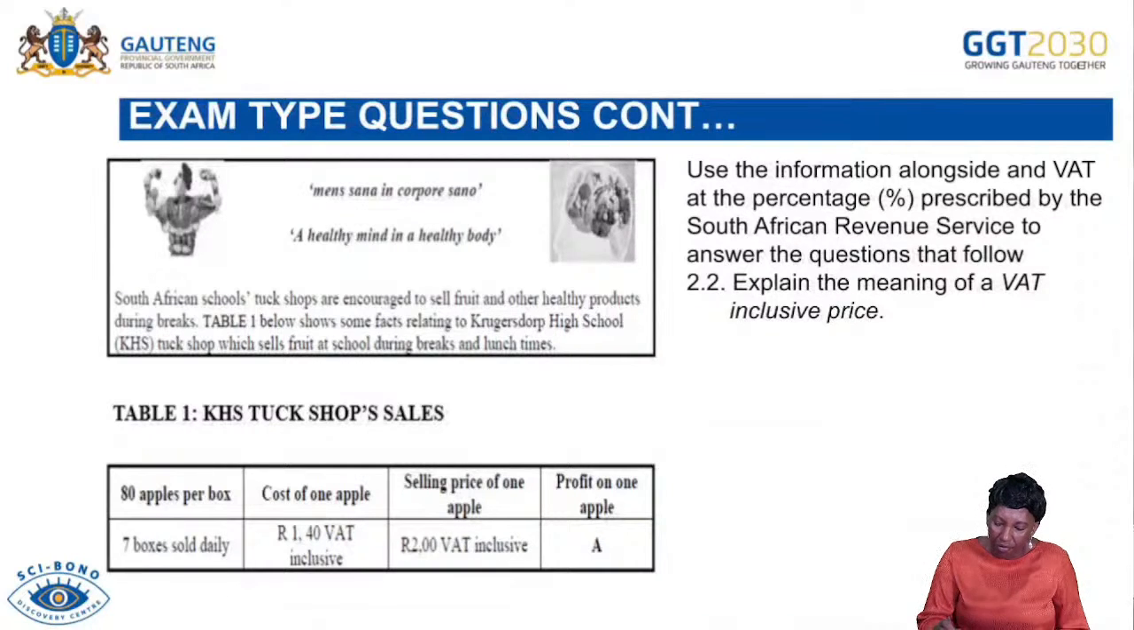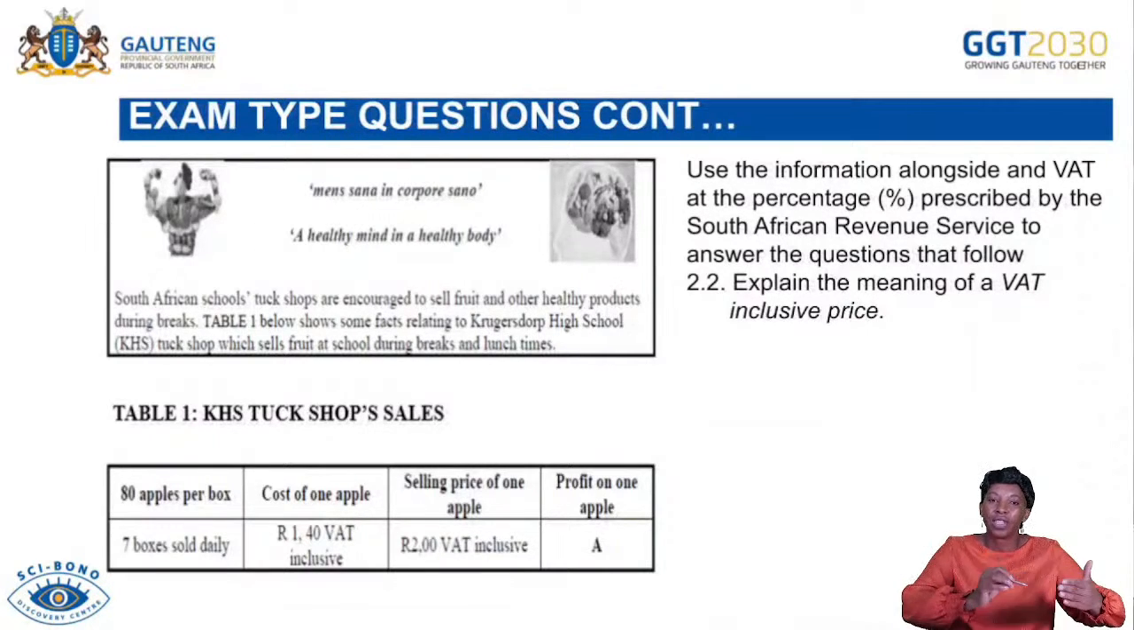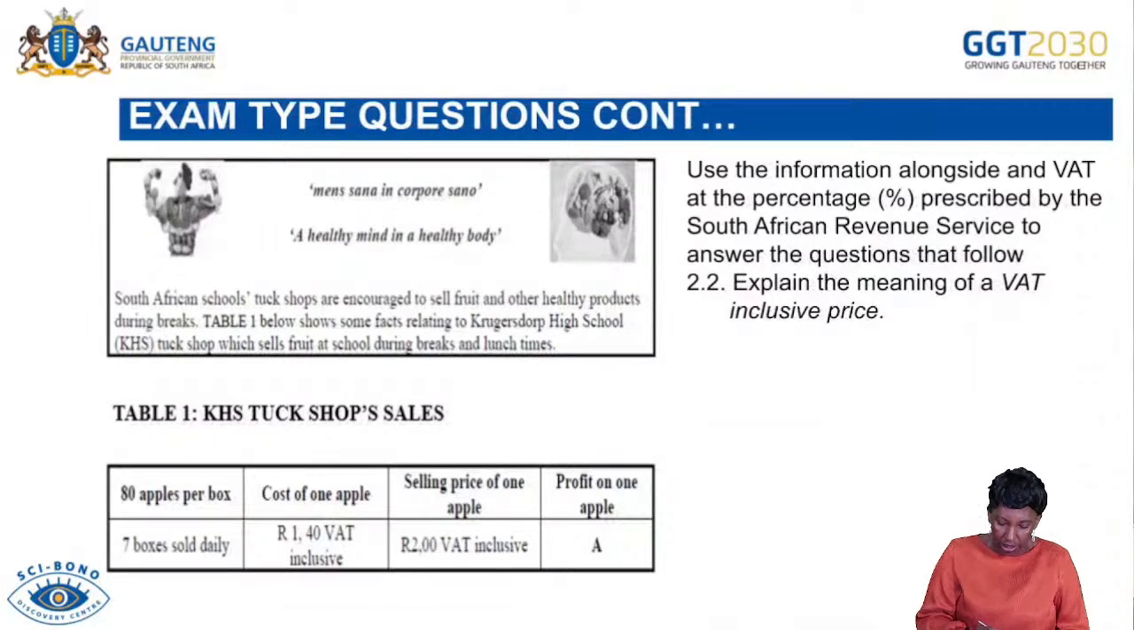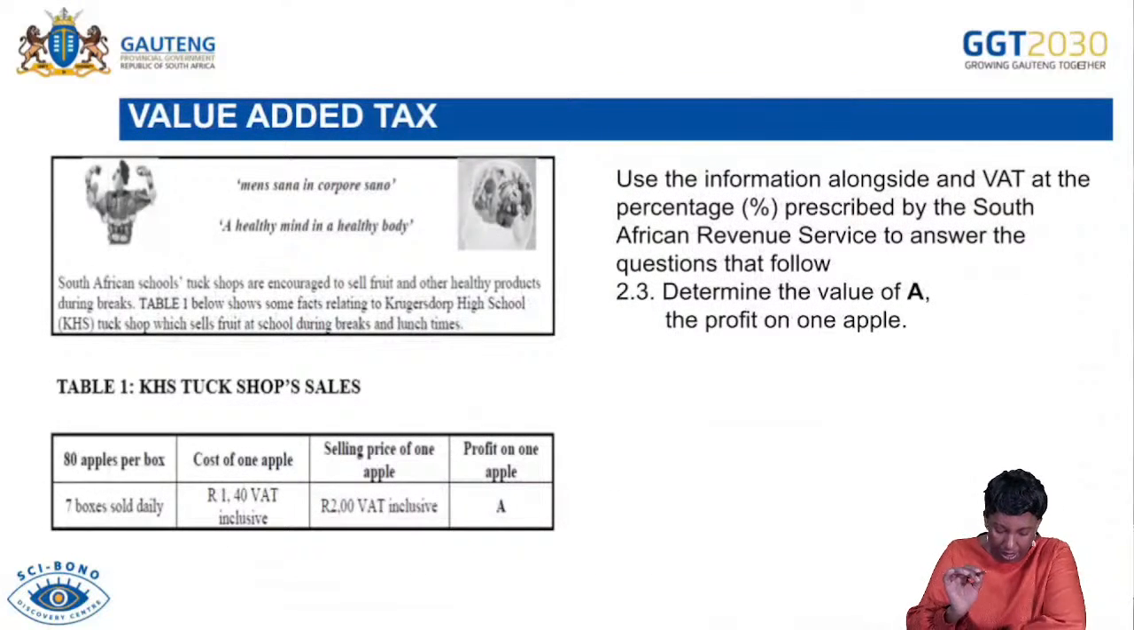Explain the meaning of VAT inclusive price. The VAT inclusive price, we have already done it. We said it is the amount that has 15% VAT added on it. So that is the meaning of VAT inclusive price. That amount has 15% added on it.